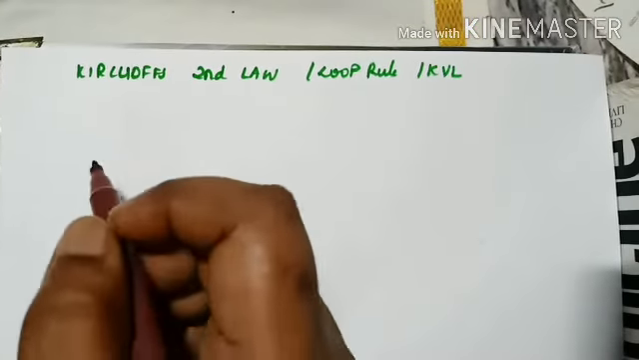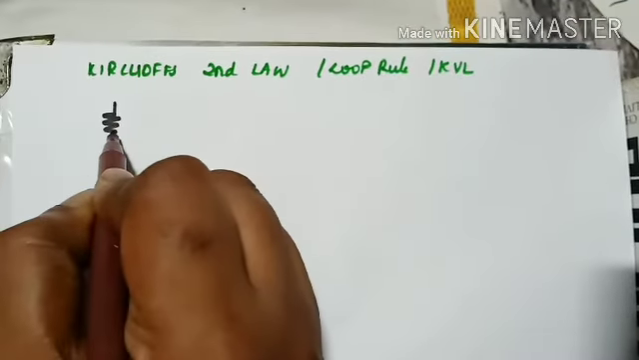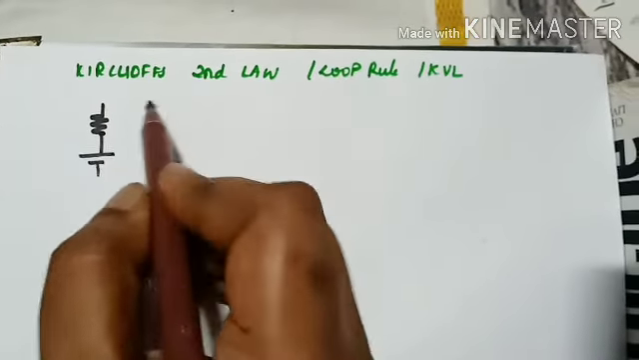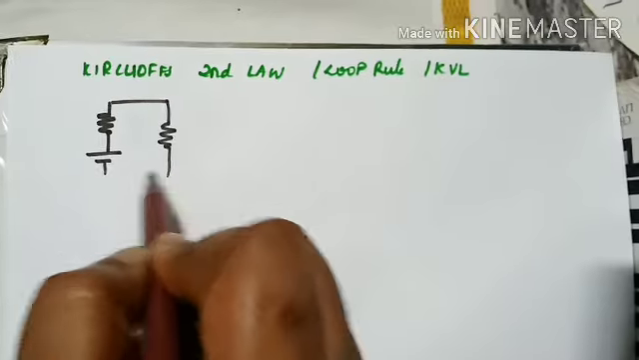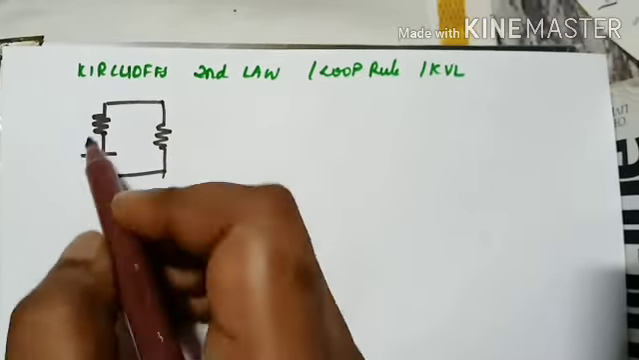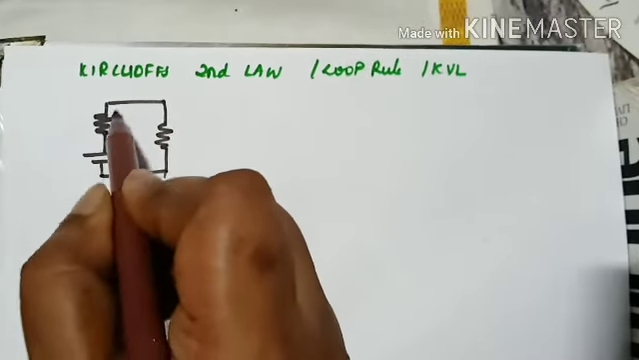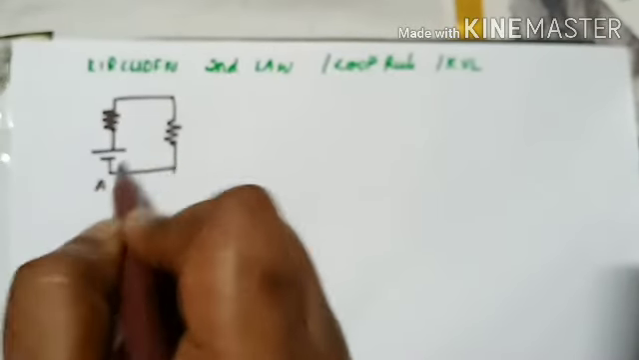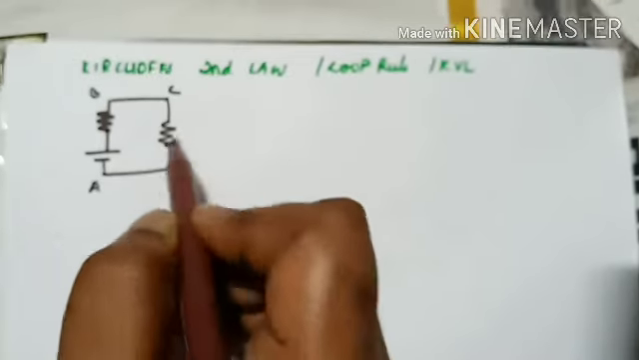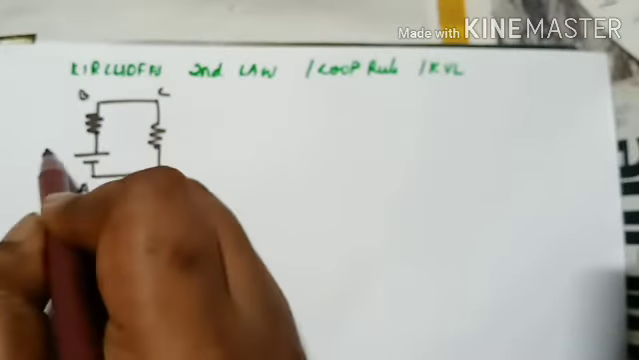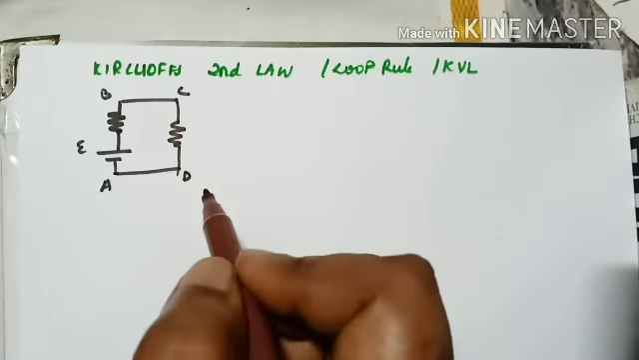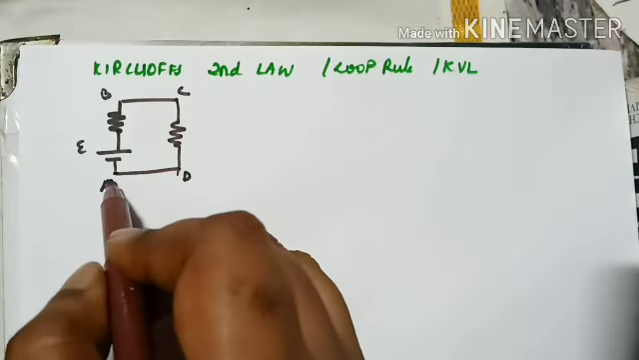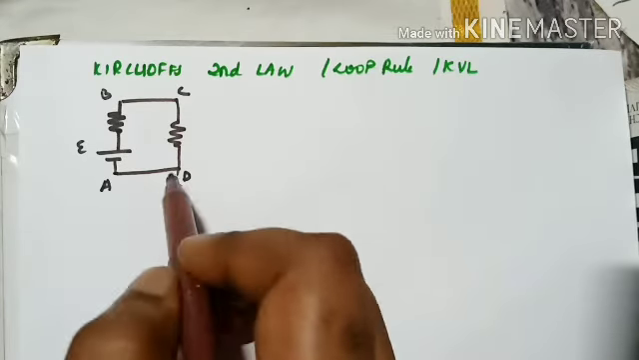Now let us consider a loop in circuit form. This is my resistance, there is a supply and another resistance. For me this is a loop. Why? Let me start from this point, and this circuit is going to end the same way. So this is a loop. Let this point be A, this B, C and D, and let E be the EMF of the supply. Clear? We are moving from A, then B, then C, D and A.